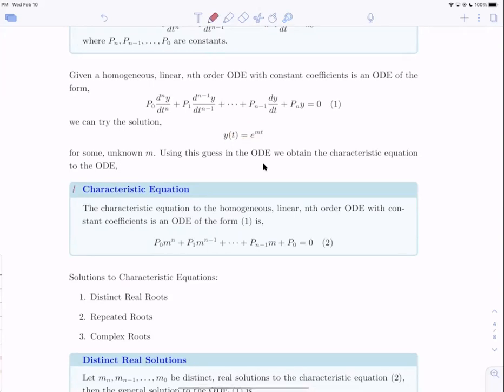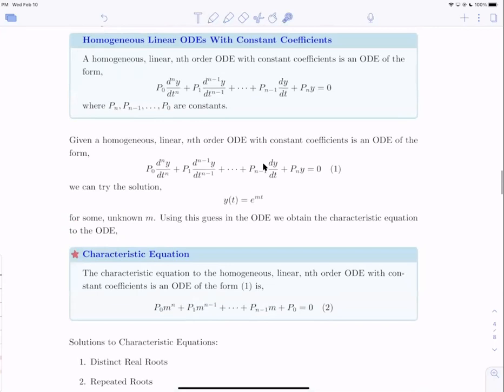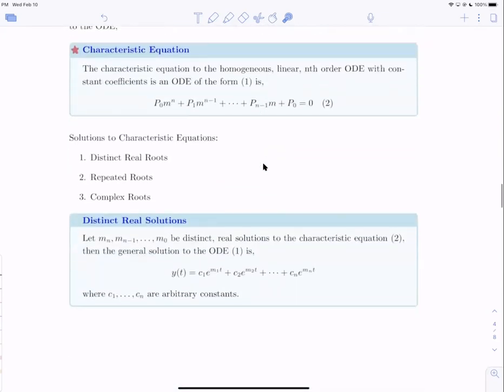This is really, really important. How do you find the characteristic equation of an ODE? If you observe those two equations, you'll see that we keep the coefficient, and the power of m is the same as the order of the derivative. So if the derivative is of order n, then it's m to the power of n. If it's n minus 1, then it's m to the power of n minus 1, and so on. When you have the characteristic equation and you solve it, you have three different cases: distinct real roots, repeated roots, and complex roots.